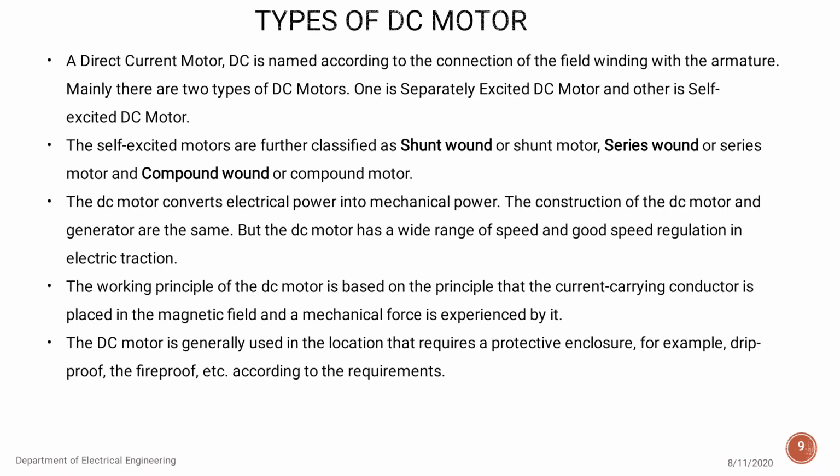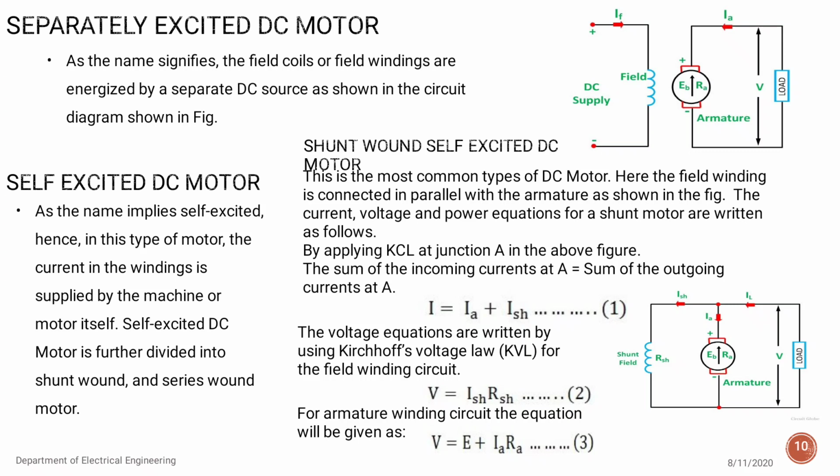We have already seen all these things, and the DC motor is used in some applications like exploring, drives and traction. So we will go for the types. The first type is the separately excited DC motor.